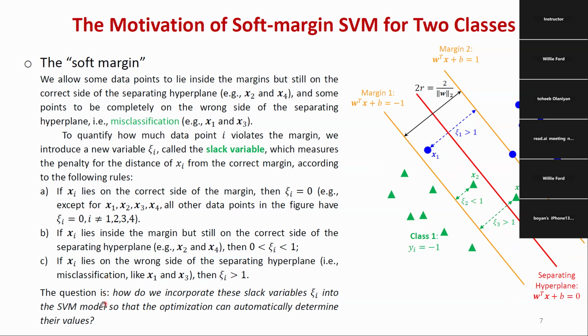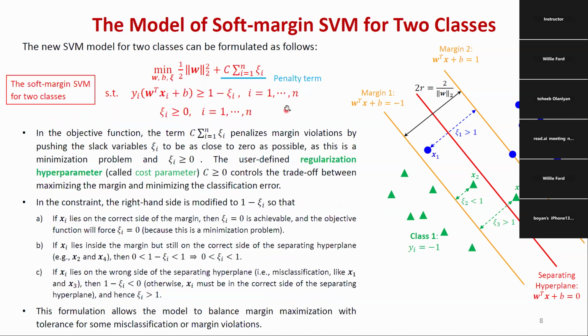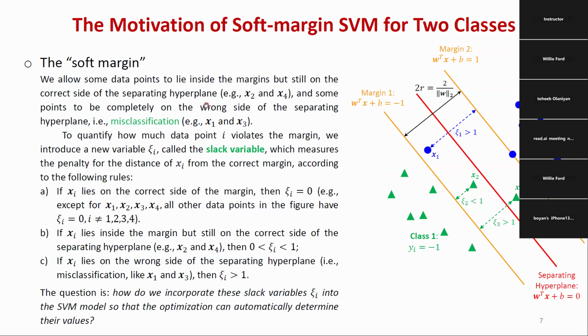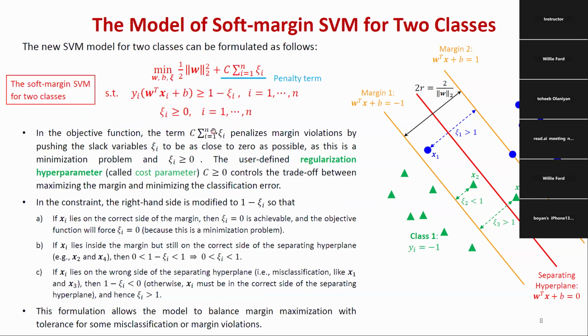Then immediately the question comes: how do we incorporate these slack variables into the model? These are three cases. Here we mentioned these three cases as just what we think our target, but how can you make it in your mathematical model? Let's see the next slide. Here we go. We can define this model, and I claim this model perfectly matches the requirements here. Let's have a look at why it matches.